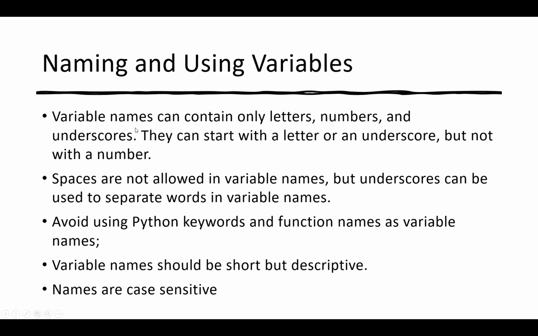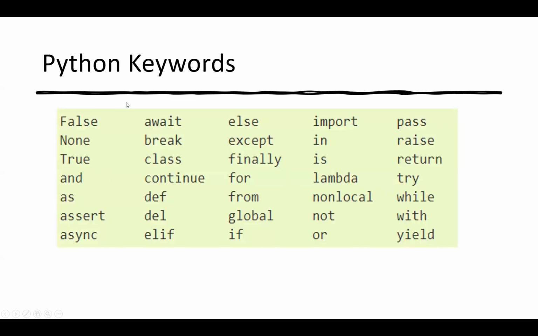Okay. Now, here are the rules we have discussed. Variable names can only contain letters, numbers, and underscores, and you can start with a letter or underscore, not with a number. Spaces are not allowed, but underscore can be used to separate words in variable names, or you can use camel case or Pascal case. You can't use Python keywords, and a variable name should be short but descriptive, because short and descriptive variable names make things an easy task. And names are case sensitive, and you cannot use these keywords.